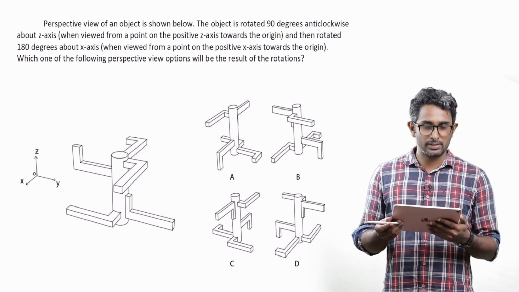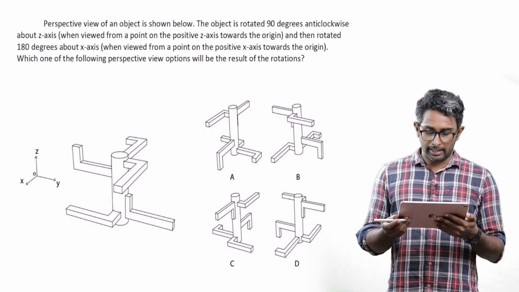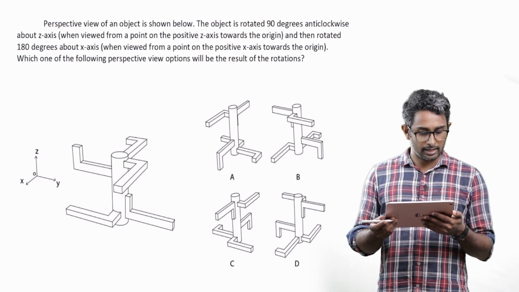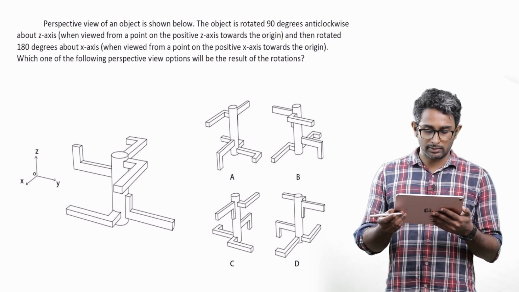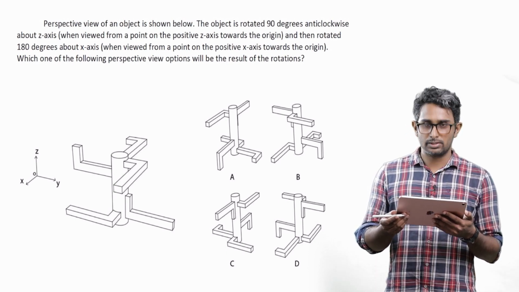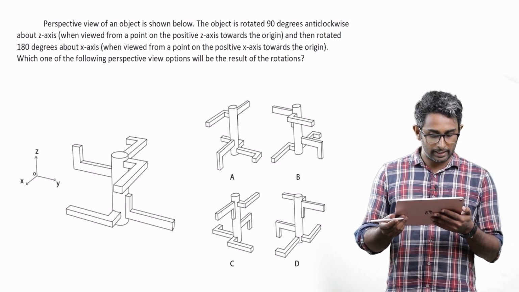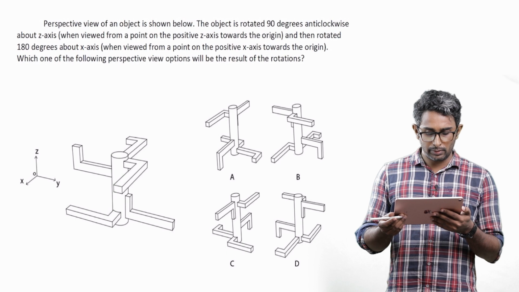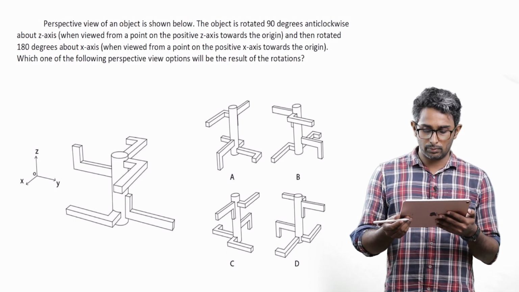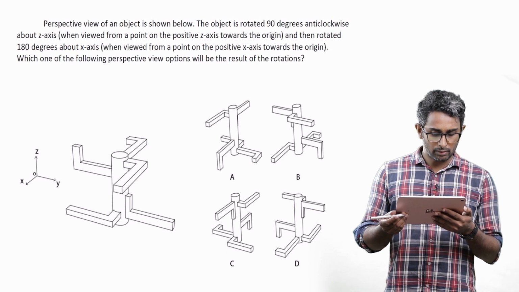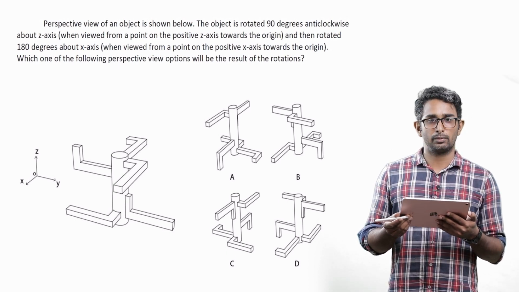Perspective view of an object is shown below. The object is rotated 90 degrees anti-clockwise about the z-axis when viewed from a point on the positive z-axis towards the origin, and then rotated 180 degrees about the x-axis when viewed from a point on the positive x-axis towards the origin. Which one of the following perspective view options will be the result of the rotation?